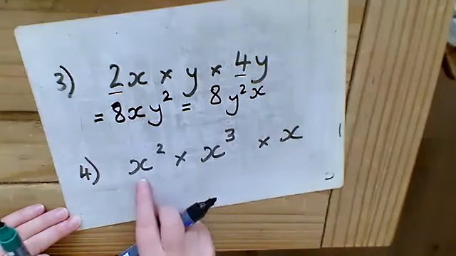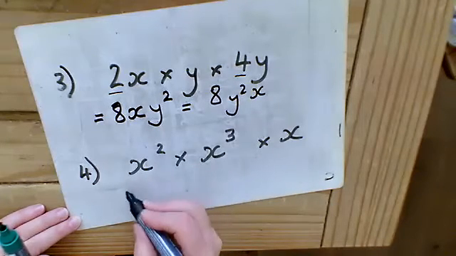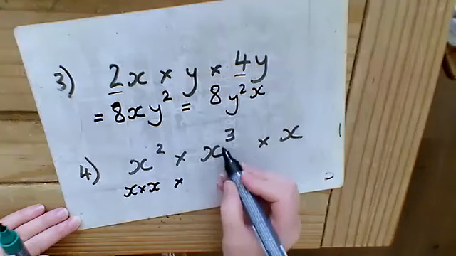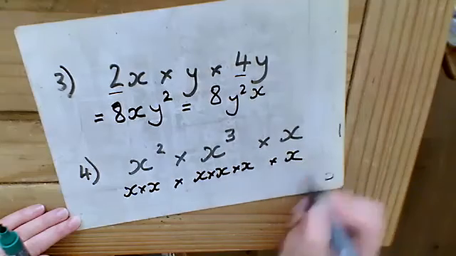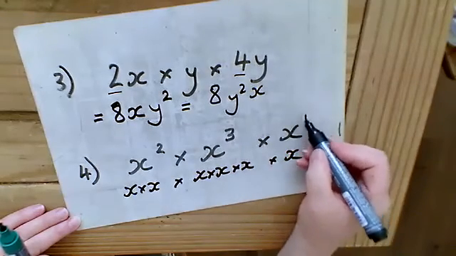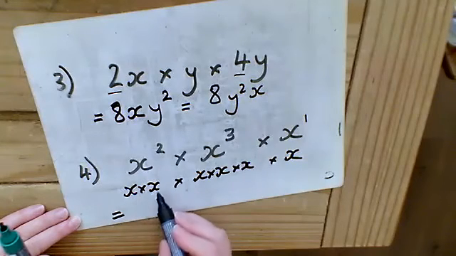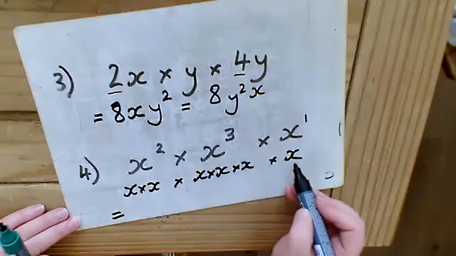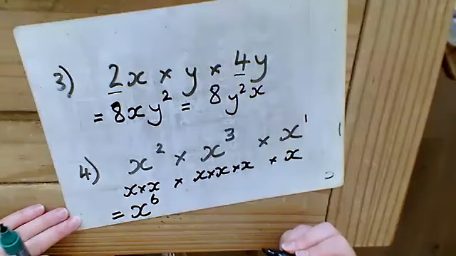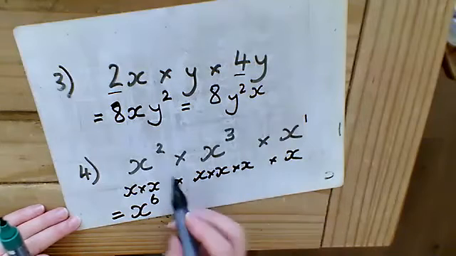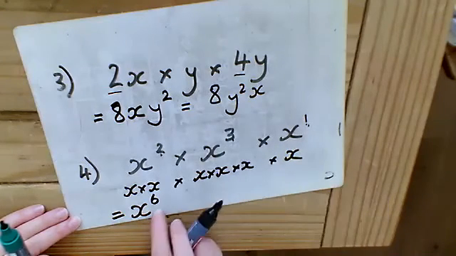The last example here, x squared times x cubed times x. So this is x times x times x times x times x times x. I could, if I wanted to, just put the power there of 1, because that's what it is. So x times x times x times x times x times x would be a massive x to the power of 6. Now you might have spotted a quicker way of doing this, and that is adding the powers together. 2 plus 3 plus 1 gives me 6.